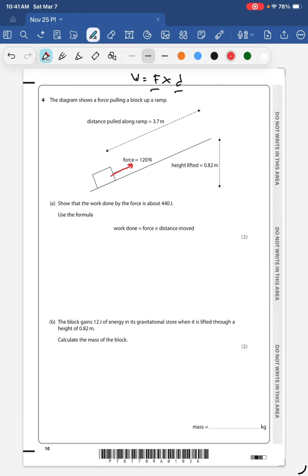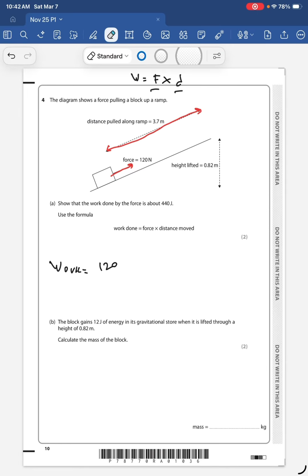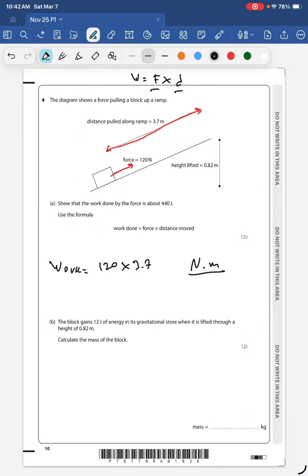So you see here that the force is in the direction of the incline, and so is the distance. So these are the two quantities you have to multiply. Don't get confused with the vertical. Right. So work is 120 newtons, oops, I said that I will put my units to the right. So 120 newtons times 3.7 meters. Newtons times meters makes a joule. So that's 444 joules, which is about 440 joules.